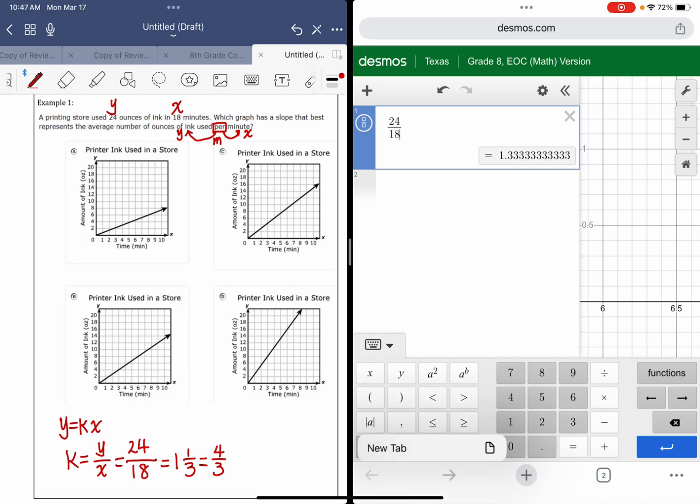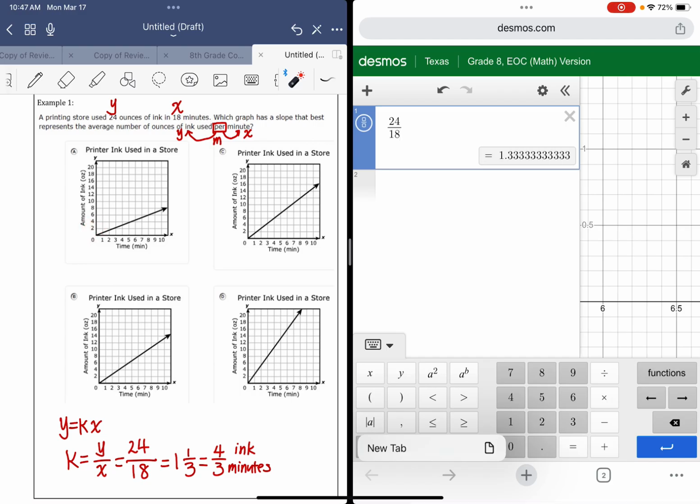Once again, X is the amount of time, which is minutes, and Y will be the ink, right? So that would be 3 minutes, 4 ounces of ink. That will help me go to my answer choices: 3 minutes. Does A have 3 minutes for 4 ounces of ink? Nope. That's not right because they have 2 ounces. That's a 3 and 2.